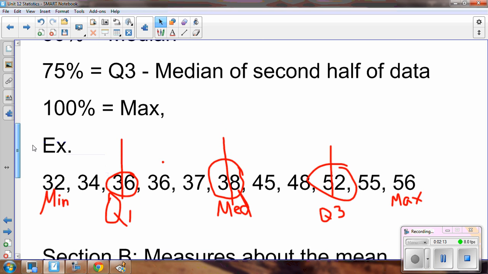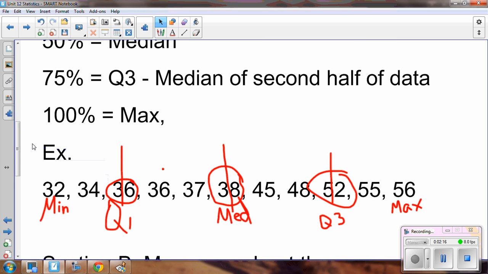When you look at an example, I put them in order already to save us the trouble. We have 32, 34, 36, 36, 37, 38, 45, 48, 52, 55, and 56. That means that we have 11 numbers, and that our sixth number, if we do 11 plus 1 is 12, 12 divided by 2 gives us 6. 6 is our middle number, so that's our median. Our minimum is obviously 32. Our maximum is 56. If we wanted to calculate the range, we would do 56 subtract 32, and get 24.